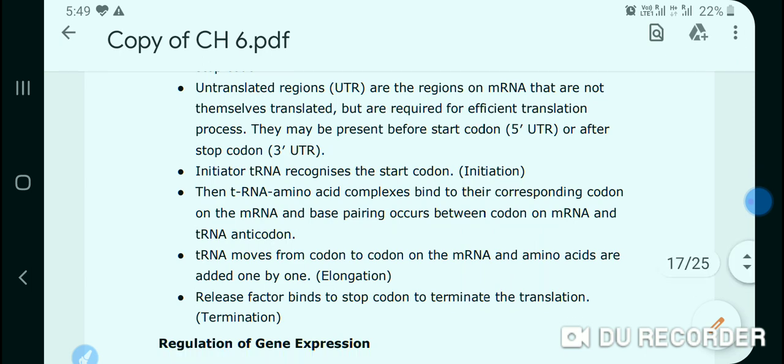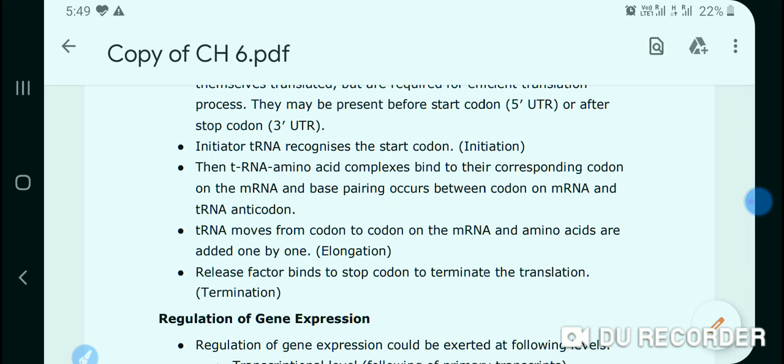Initiator transfer RNA recognizes the start codon. Who recognizes? That is initiator transfer RNA, and the initiation begins. Then transfer RNA amino acid complex binds to its corresponding codon on the mRNA, and base pairing occurs between codon on mRNA and tRNA anticodon.